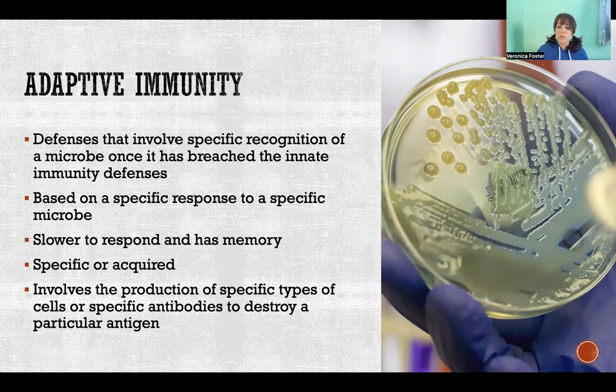So it's very specific. We have a specific response to a specific microbe. It's also slower to respond, but once we've had an immune response, then there's memory of that immune response so that we can respond to it quicker next time. It's also referred to as specific or acquired immunity.